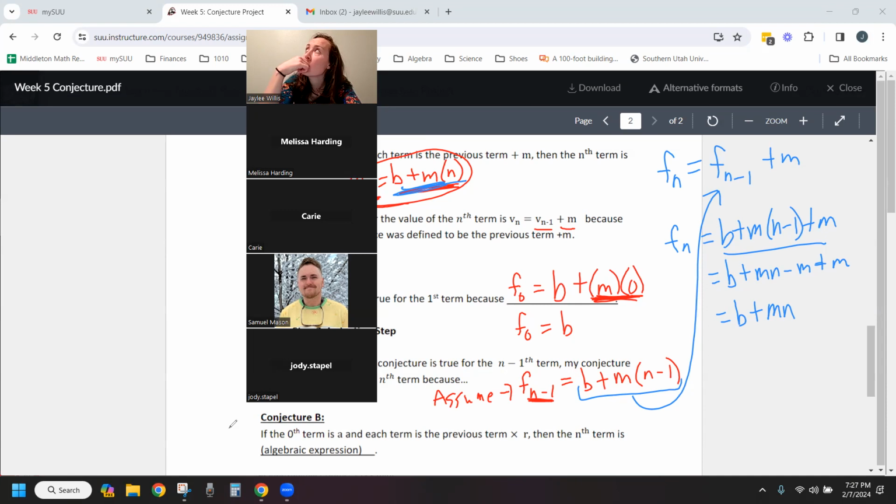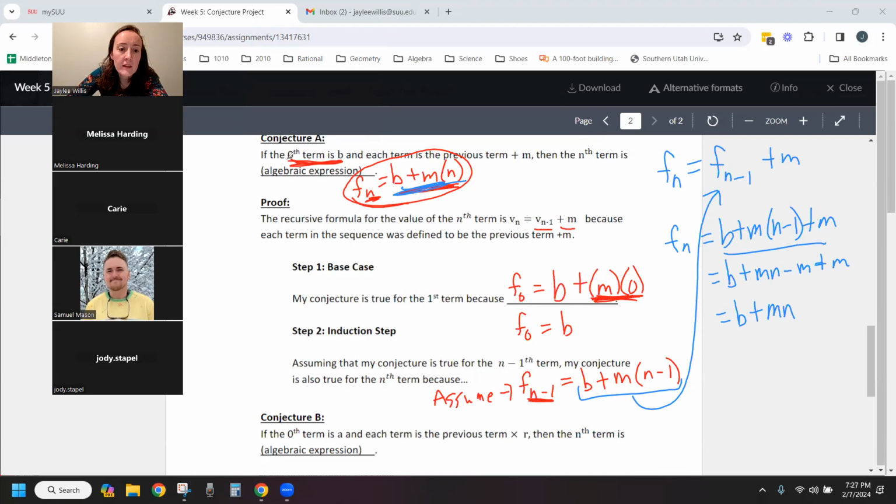Let's see. So the way I would describe this is, sometimes it's kind of hard to do it on the spot. I would say, because each term is the previous term plus m, because that was part of the information I was given in the problem, the recursive formula for the nth term is this. And that is something that was also given right here.